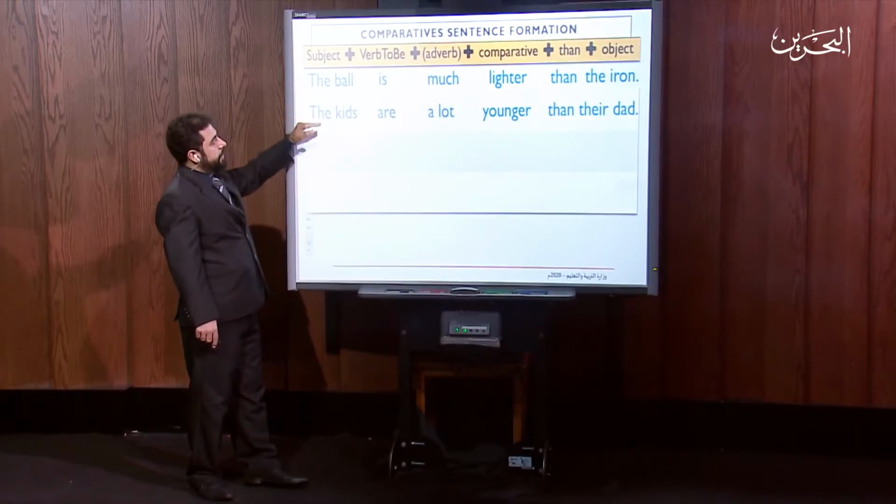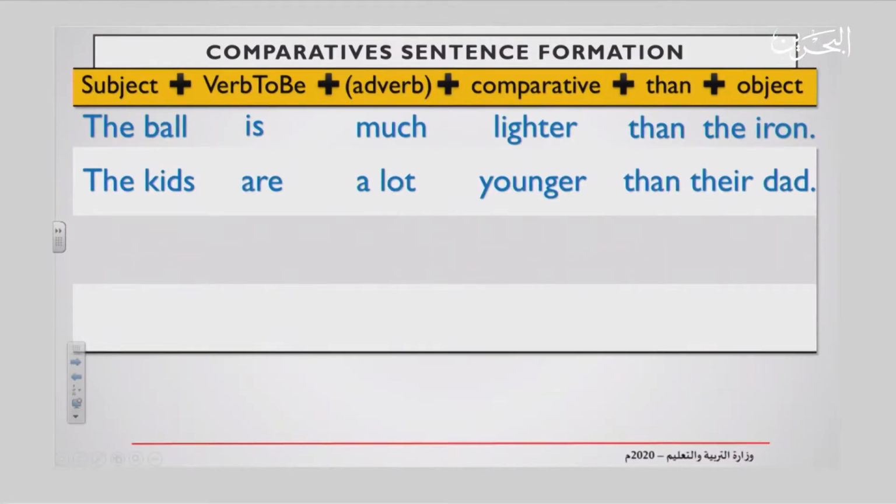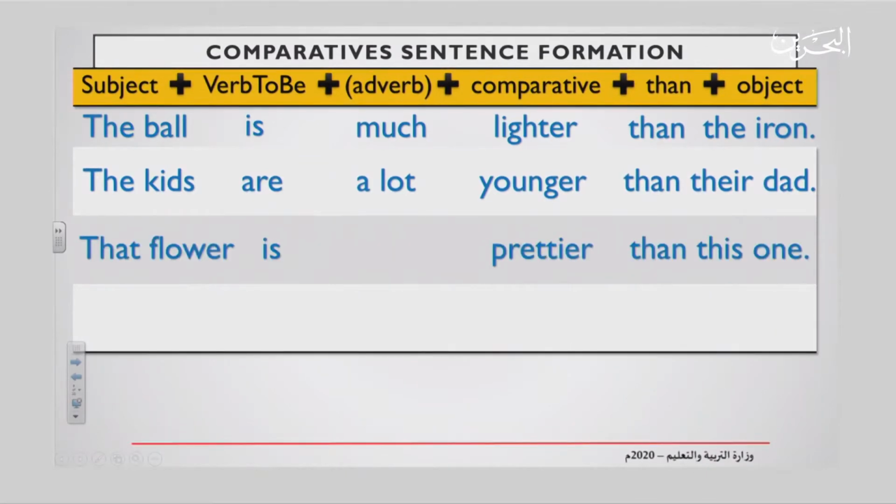The kids, subject. Verb to be for kids are. Adverb, a lot. Younger is the comparative from young than their dad. The kids are a lot younger than their dad. Third example, that flower is, you see, the adverb is between brackets, so it means it is an optional thing. So the flower is prettier than this one.